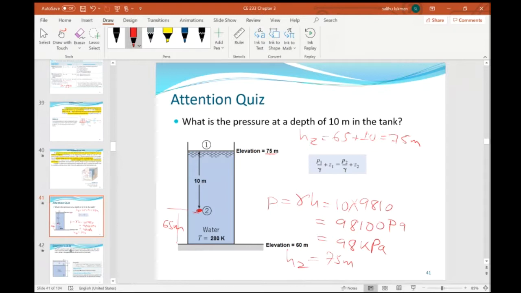Someone may say he wants to use P1 or P2 over gamma. You will arrive at the same value, because what you are doing is dividing this by gamma, and gamma is 9810, so it's going to cancel out and you will be left with 10. So it's still going to take you back to the total height, which is 75.